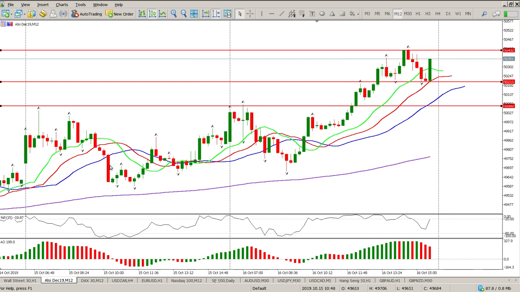So every pullback, there was one, is offering an opportunity to buy. And looking at the 12-minute, there's a wise man number one. So your entry is above the break. Okay, the first two bars didn't really materialize. There's a bar that materialized, and your stop is here.